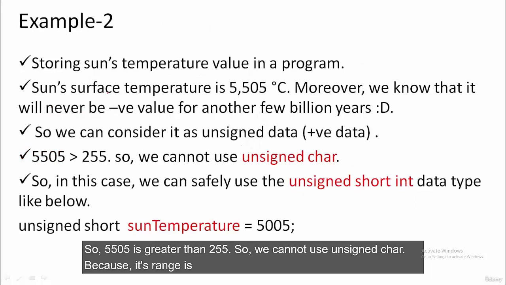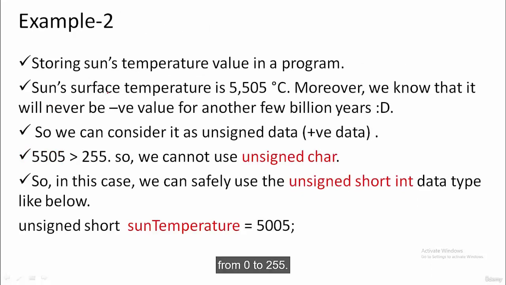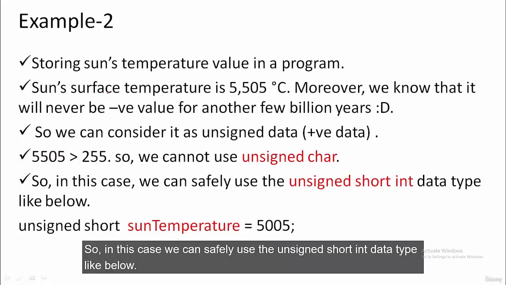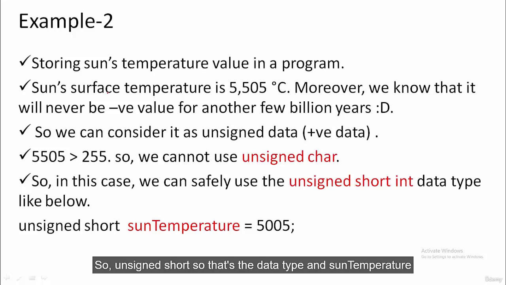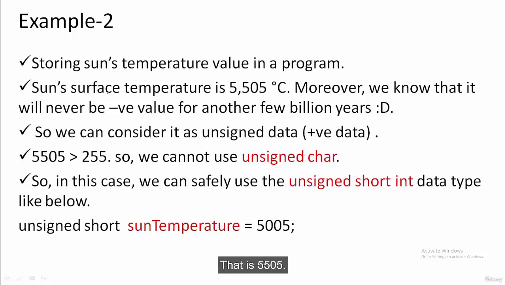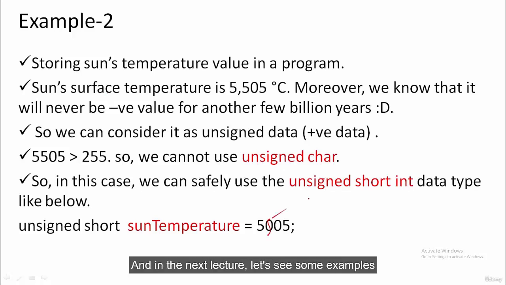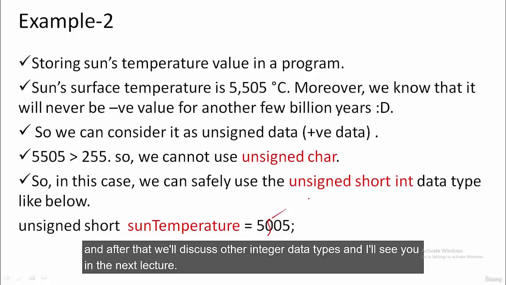Because its range is from 0 to 255, right? So in this case, we can safely use the unsigned short int data type like below. Unsigned short, that's the data type, and sun temperature, that's a variable name to hold the value of the sun's temperature, that is 5505. That's about variable definition. In the next lecture, let's see some examples, and after that we'll discuss other integer data types. I'll see you in the next lecture.